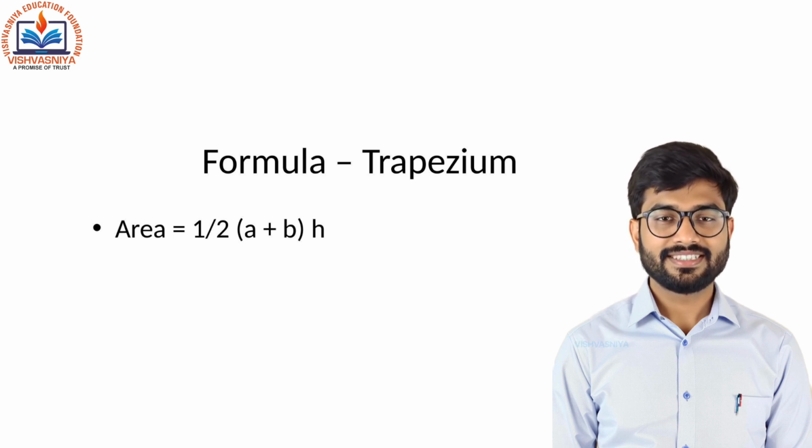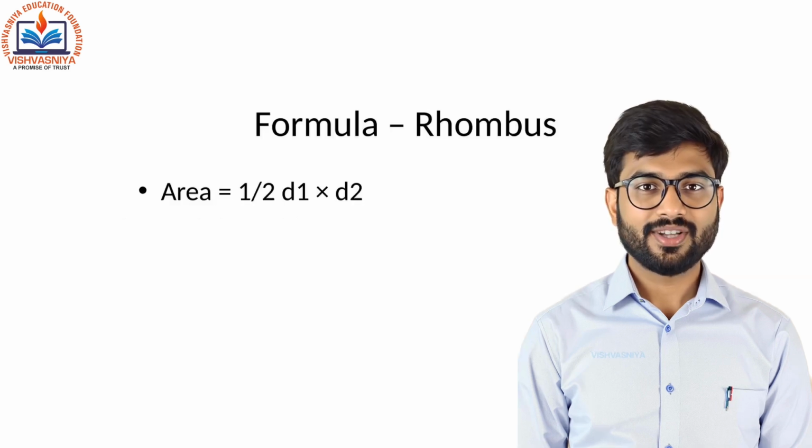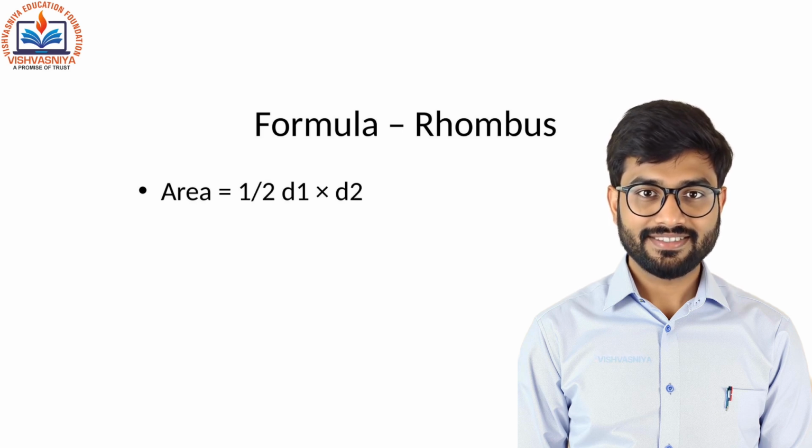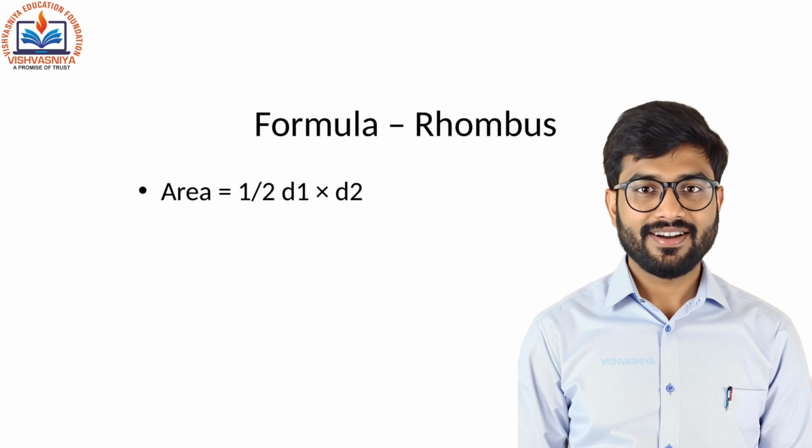Perimeter is the sum of all sides. If sides are 6, 8 and 10 centimeters, perimeter is equal to 24 centimeters. A rhombus has all sides equal but angles are not necessarily 90 degrees. Formula: area is equal to 1 by 2 times d1 times d2.